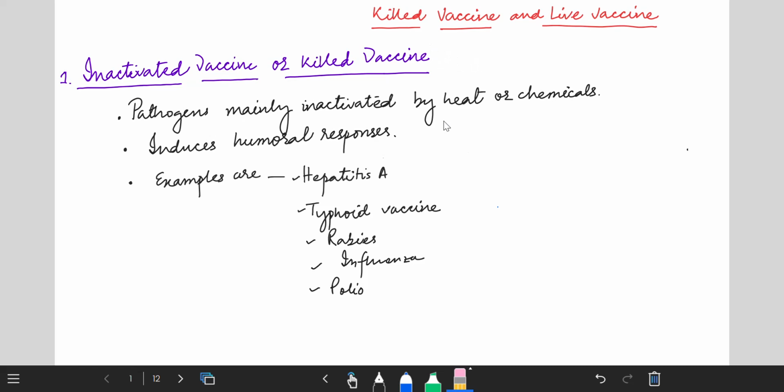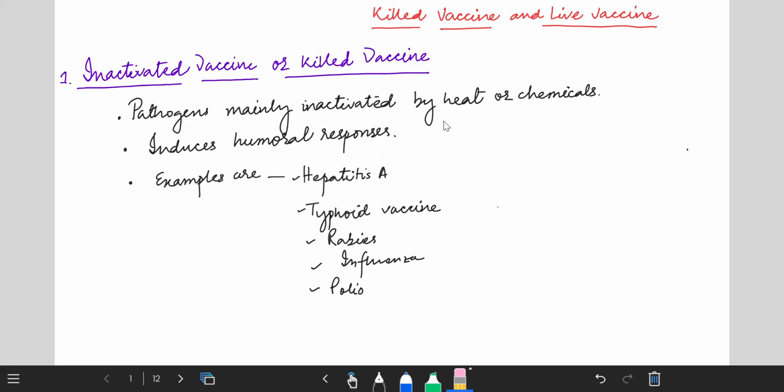Today's topic is about killed vaccine and live vaccine. So inactivated or killed vaccine: in this kind of vaccine, the pathogens which are used are inactivated by heat or chemicals to denature the immunogenic epitopes of the pathogens. Inactivated means they are no longer able to replicate in the host cells, and thus they do not provide as strong immunity or protection as live vaccine.